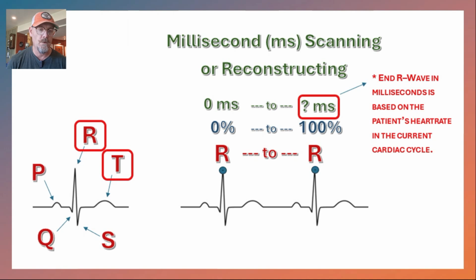Now, we also covered that there's the ability for millisecond scanning or reconstructing. In millisecond, of course, your first R wave is tagged with 0 milliseconds, because in time and space, a 0 always starts off with 0. However, our millisecond end time is based off of the patient's heart rate in that current cardiac cycle. In each cardiac cycle, this is going to vary depending upon the heart rate. Now, if the heart rate stays a solid number across the entire scan, then we know that the timing in milliseconds will be the same, but we can't trust that to always be the case.